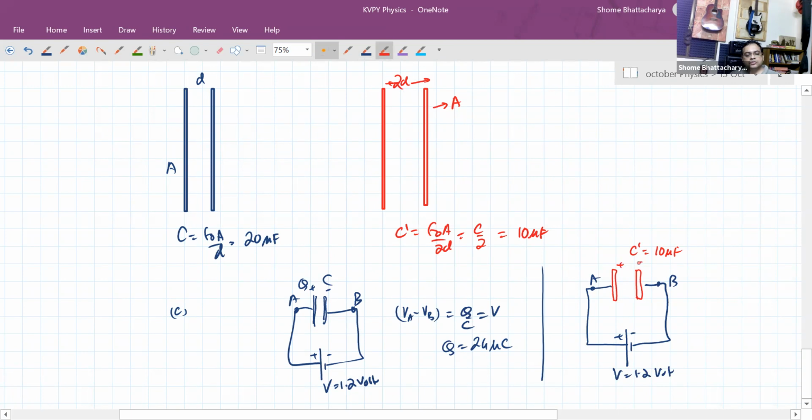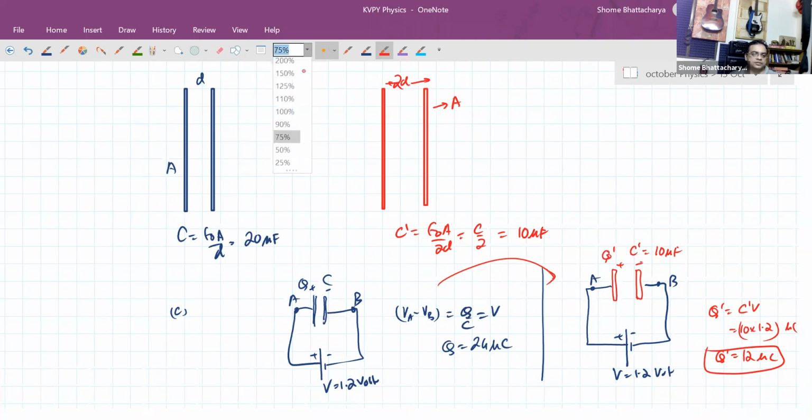This changes to Q prime. So Q prime becomes C prime into V, so it becomes 10 into 1.2 microcoulomb. So it reduces to 12 microcoulomb. Why it reduces to 12 microcoulomb is because when I'm switching from this to this, part of the charge goes back to the battery from the capacitor. Instead of drawing further charge, the battery actually draws charge from the capacitor.